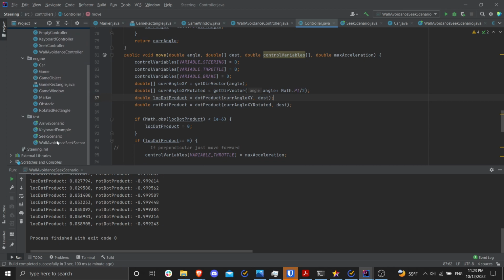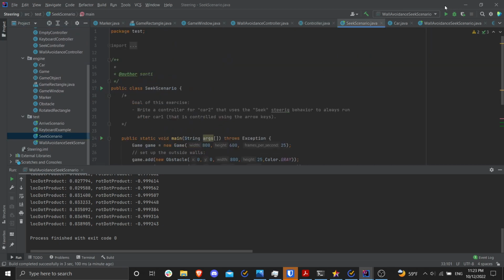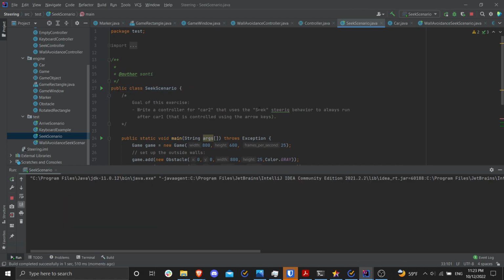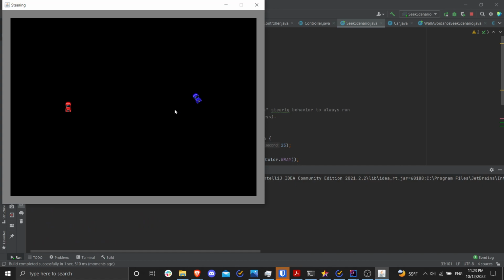So firstly, for the seek scenario, I get something like this. I'm moving the red car and you see it following like this.